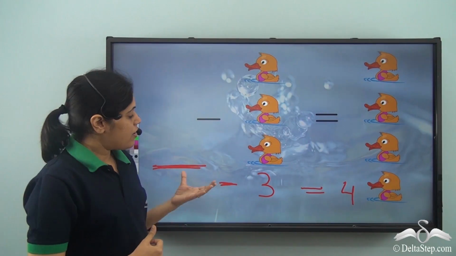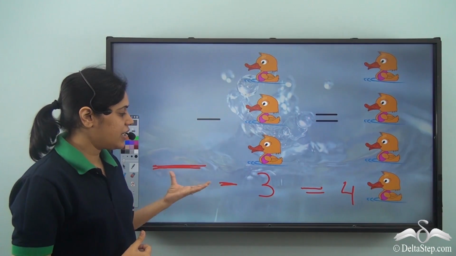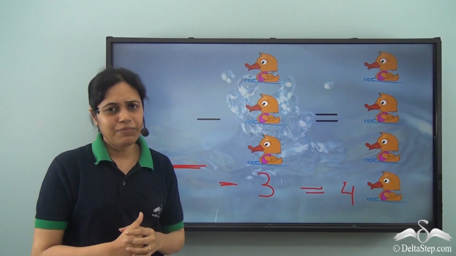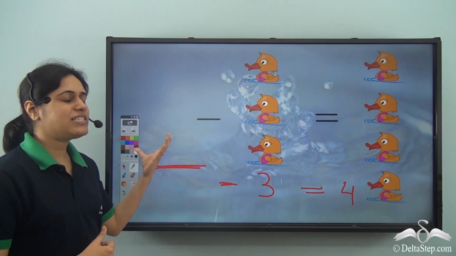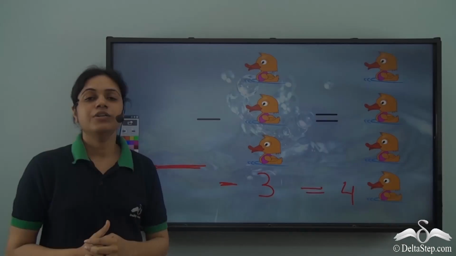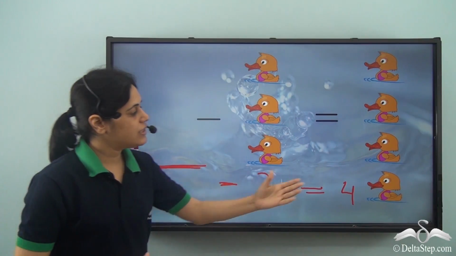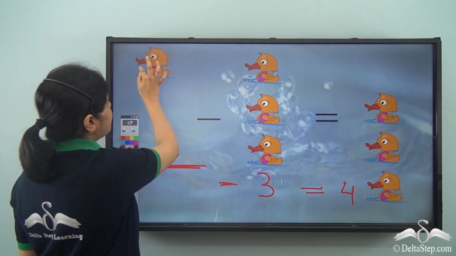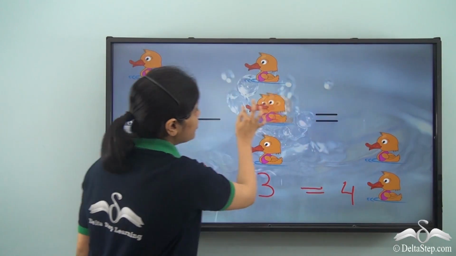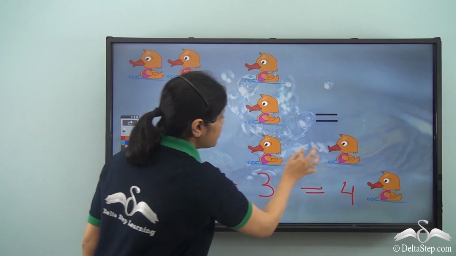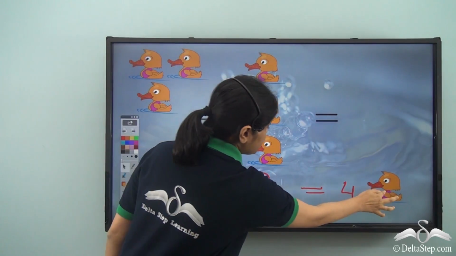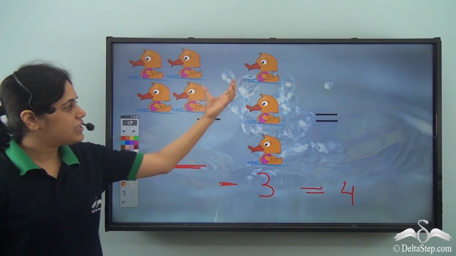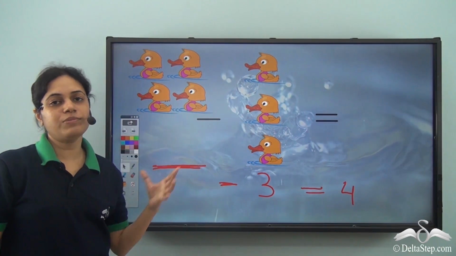So when you are taking away 3 ducks from some number and you still have 4 ducks left, it means that this number is definitely more than 4. So first, let us bring these 4 ducks here. So I bring 1 duck, 2 ducks, 3 ducks. I bring these 4 ducks here, and these 3 were taken away from this side.